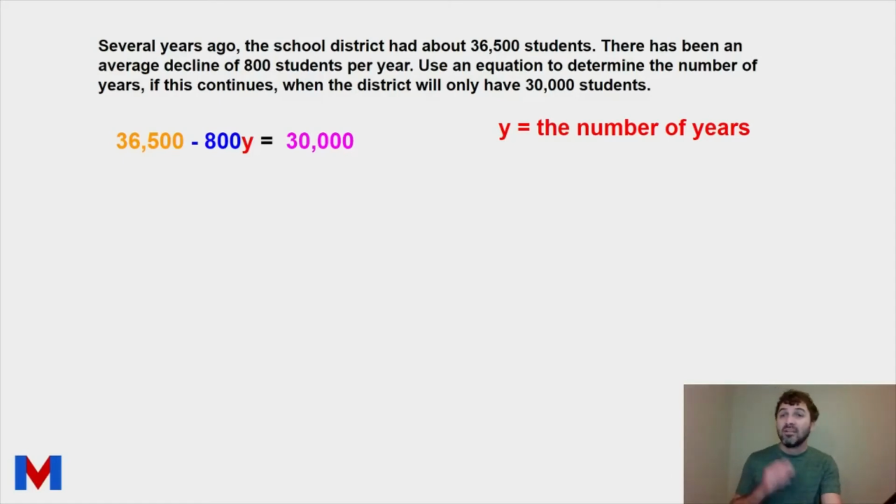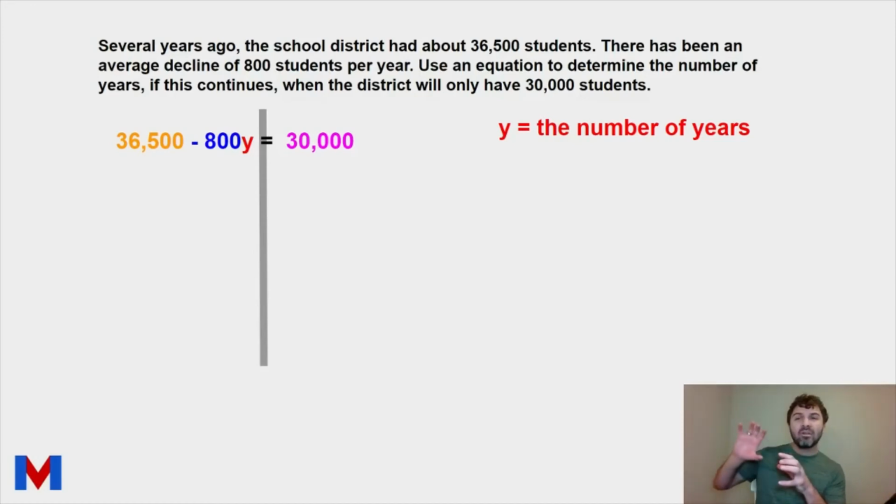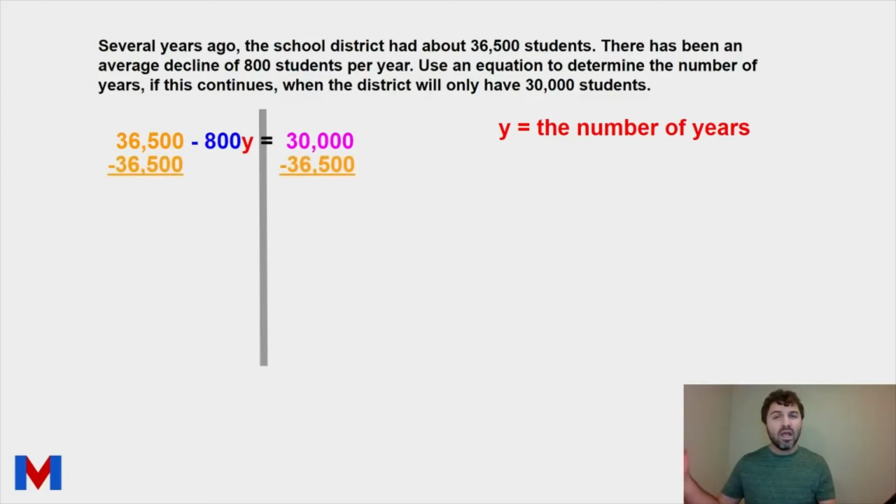All right. So let's solve this. Let's do our little bar there. Again, that's just there to remind us that whatever we do to one side of the equal sign, we do the exact same thing to the other side of the equal sign. And I'm trying to get that y by itself. So I'm going to get the number that's outside of that. In this case, that 36,500, I'm going to subtract 36,500 from both sides, because that's going to give us 0 on that left side, and then it's going to be 30,000 minus 36,500, which will be negative 6,500. So overall, we're left with negative 800y.